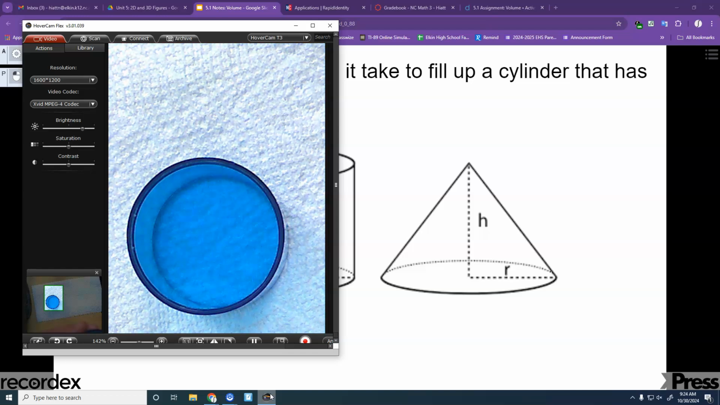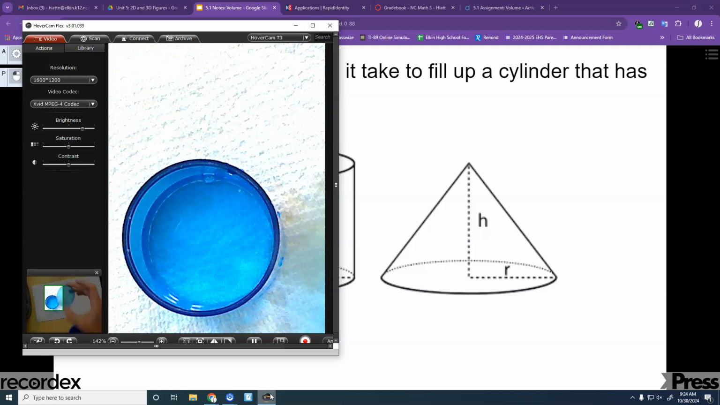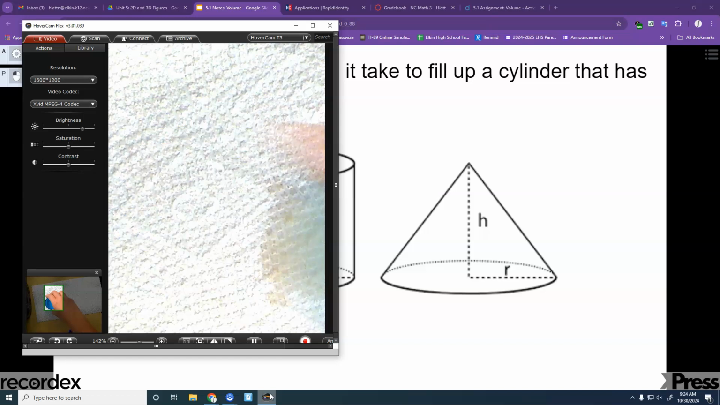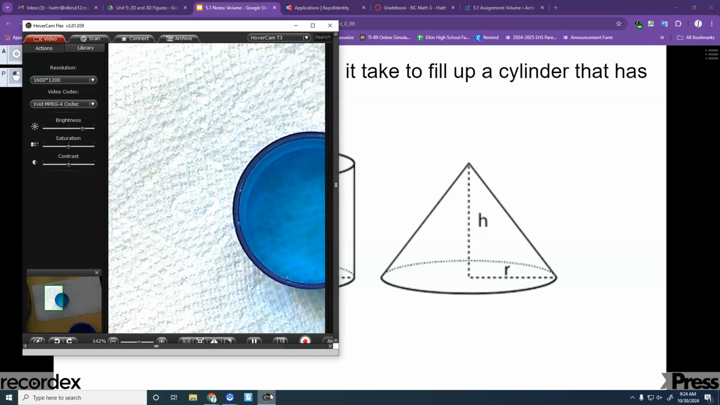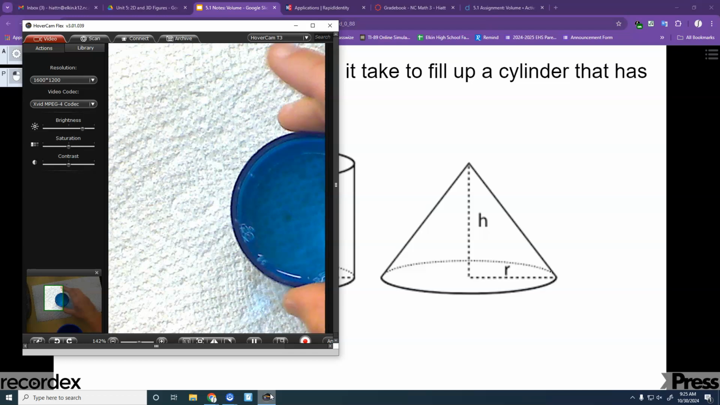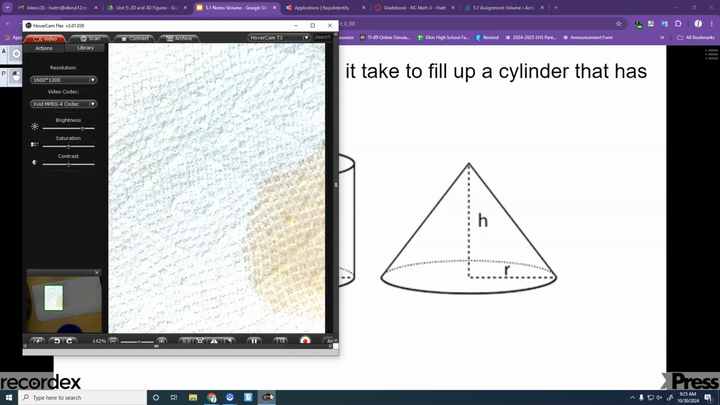Probably not. Okay. That might not quite be full, but I'm going to spill it if I fill it up more. So there's one. Oh, I spilled just a little bit. Okay. Still think it's going to be 2. Let's see. All right. Here is 2. It's definitely not 2 because we still got some room.